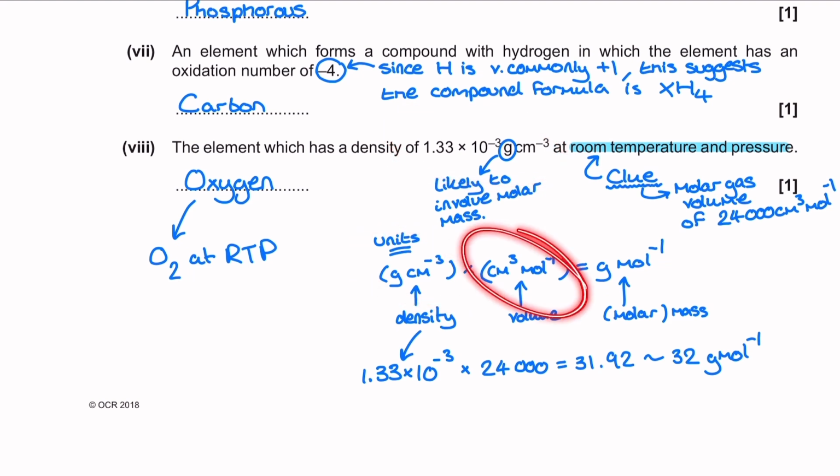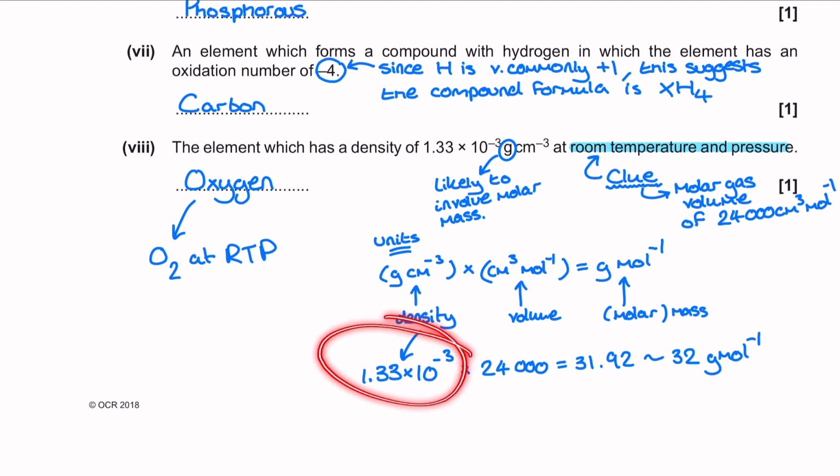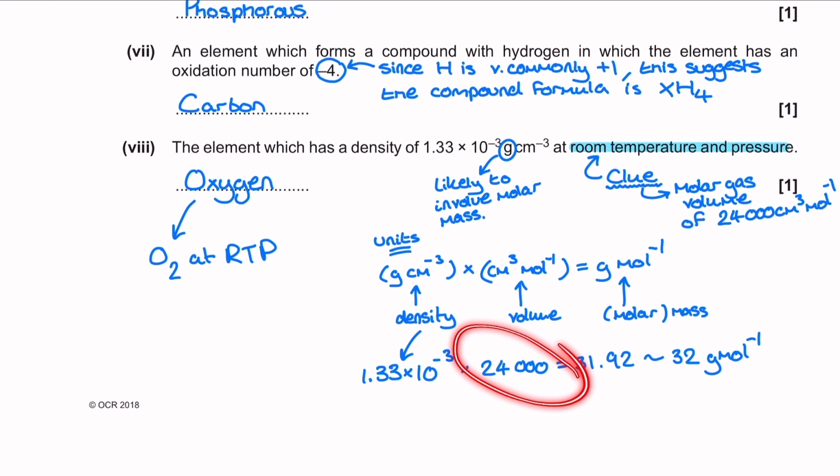So playing with this number, what you can do is, if you have the density and you multiply by the molar gas volume, you actually get molar mass units out here. And if you run through these numbers like I've done at the bottom here, we've got our density multiplied by the molar gas volume. That gives you a grams per mole answer here of 31.92, which could read as 32 grams per mole, and identify our element at room temperature and pressure as oxygen, because it would exist as O2.